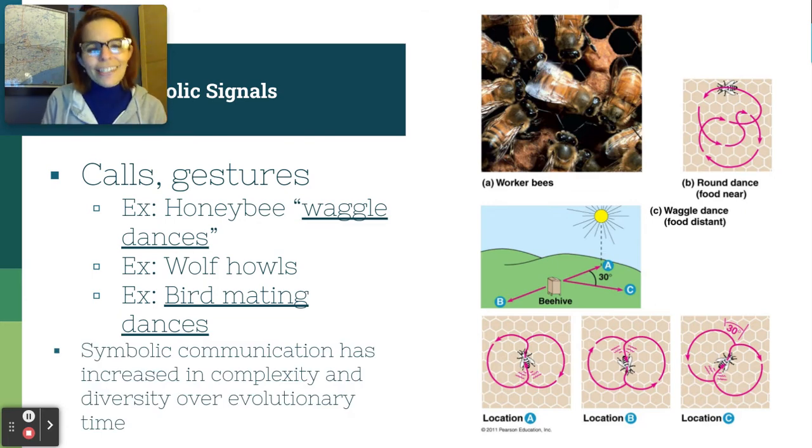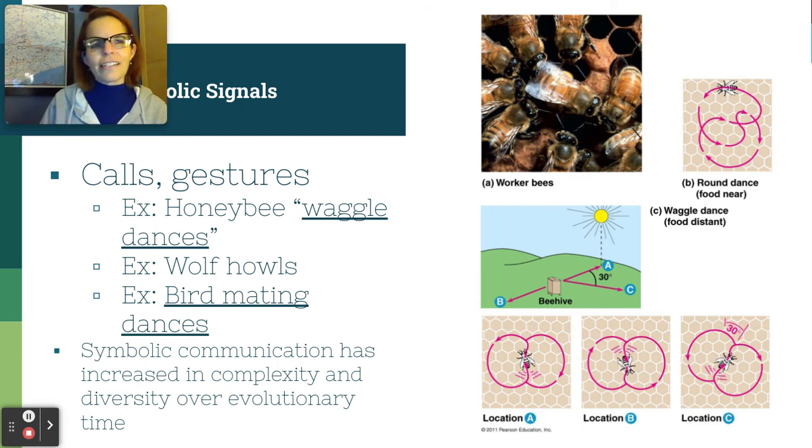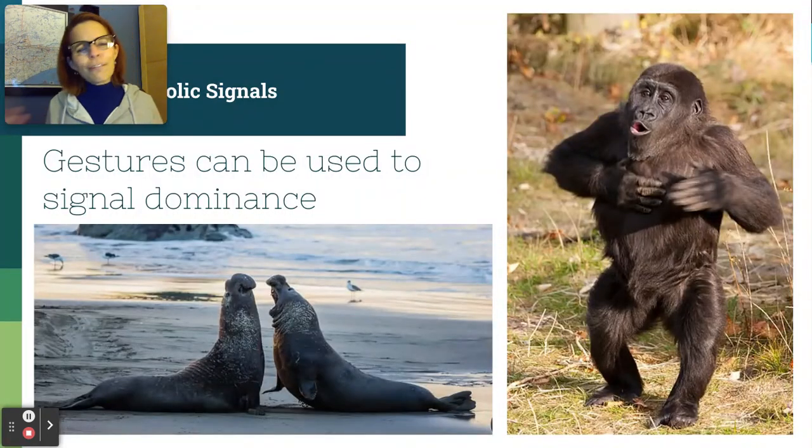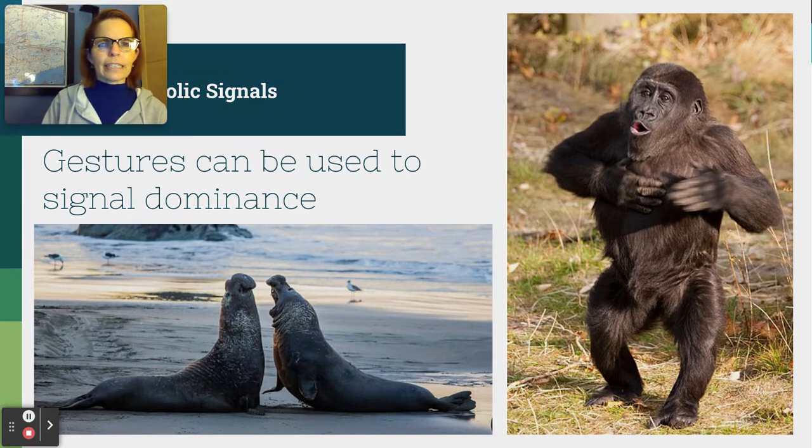Symbolic communication has increased in complexity and diversity over evolutionary time. The more successful these symbols are, as long as they're increasing the fitness of the organisms that are doing them and the other organisms around them understand these signals, the more complex they get. All right, and then of course, gestures can be used to signal dominance. These two elephant seals duke it out with posturing, the way that they gesture. And of course, gorillas pounding on the chest are ways of signaling dominance.